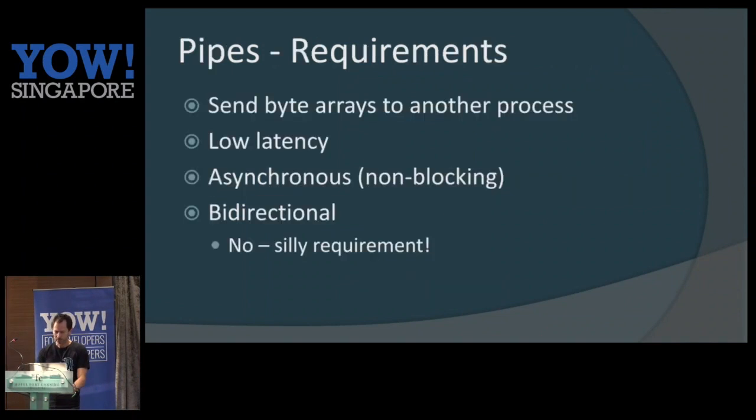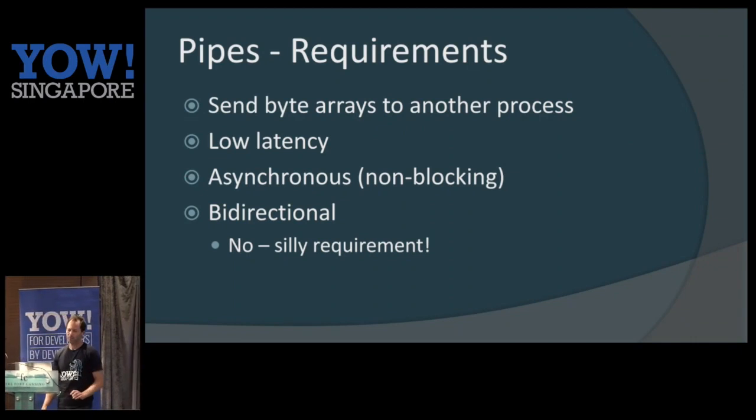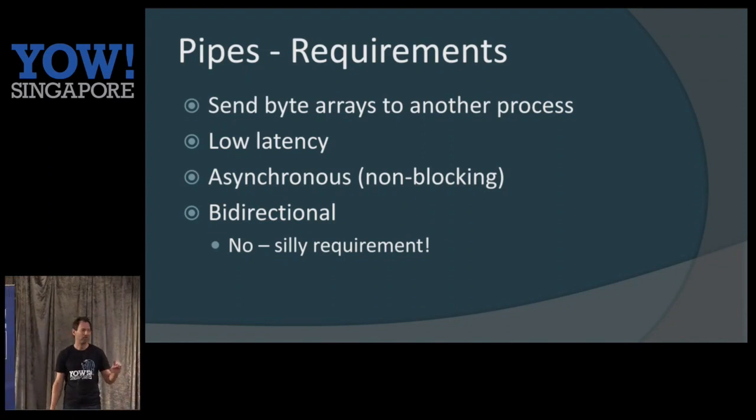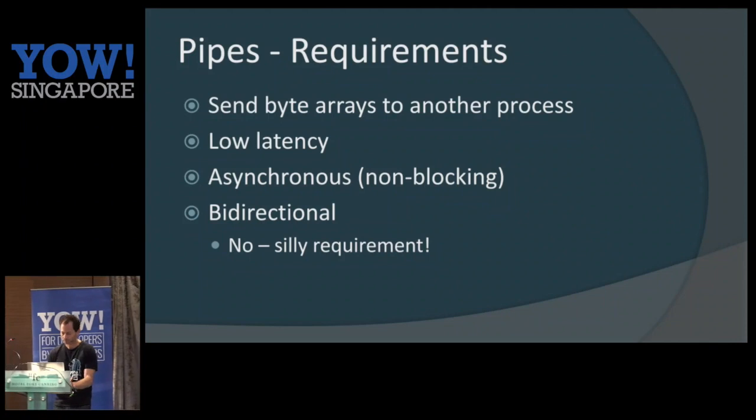So the requirements for the low level, let's look at the pipe's requirements. We want to send byte arrays to another process. We want it to be very low latency, asynchronous. And my first thought is it needs to be bidirectional. But then I thought, that's going to complicate it a lot. We don't need that. All we need to do is create two pipes, one each way, and now it's bidirectional. So it can be unidirectional.